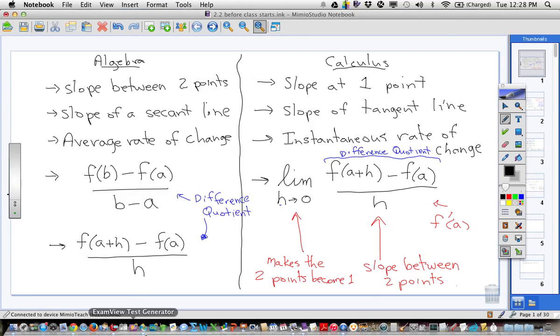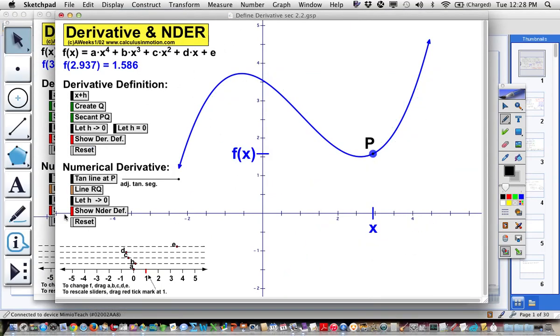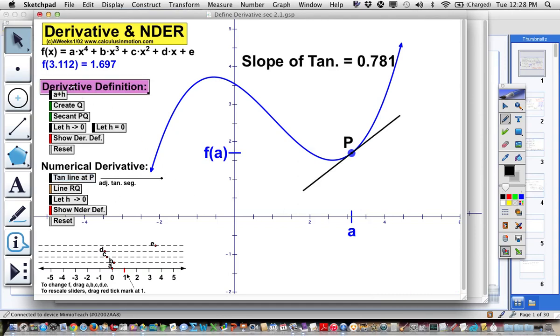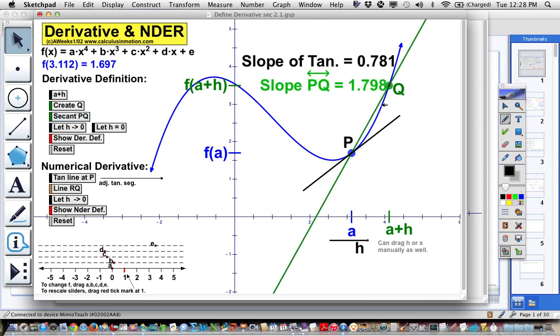Now I want to show you something I didn't show you yesterday. So we start with a point right here. We would like to know the slope at that point A. So we create a second point here, A plus h. We put that point on the curve, and the y value of that would be f of A plus h. We draw the line in between those two. The green line is the slope between those 2 points.